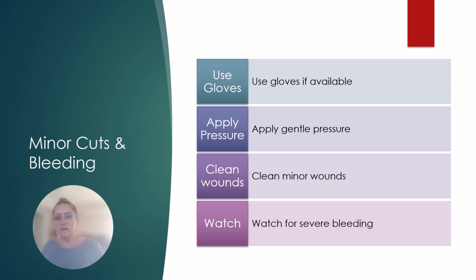So let's talk about minor cuts and bleeding. These are really common first aid situations we might encounter. For a small cut or scrape, use gloves if you're going to be the one touching. If you can't just hand someone a Band-Aid, use gloves. Apply gentle pressure to help stop the bleeding. You might clean the wound according to workplace procedures, but avoid direct blood contact whenever possible. Don't touch people's blood.